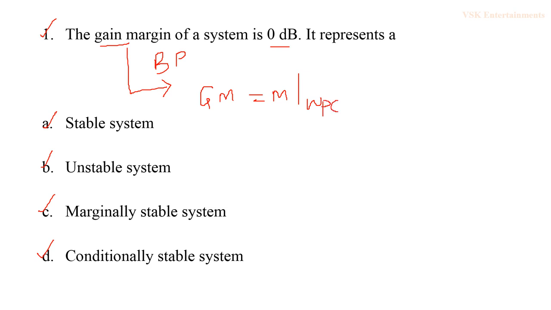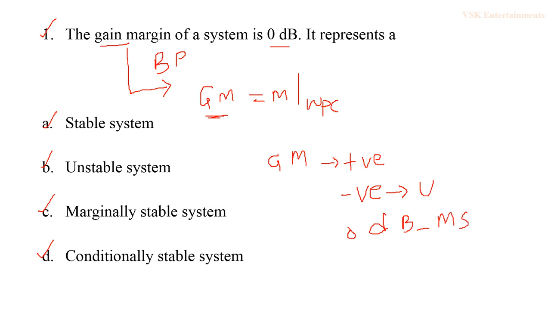The conditions for analyzing the system depending upon this gain margin are: if gain margin value is positive, then we can conclude that the given system is stable system. Similarly, if the gain margin value is negative, then we can conclude that given system is unstable system. If gain margin value is 0 decibels, then we can conclude that the given system is marginally stable system. These are the conditions depending upon the gain margin value. Here in our problem, gain margin value is 0 decibels. So the given system is marginally stable system. The option C is the correct answer for this bit.